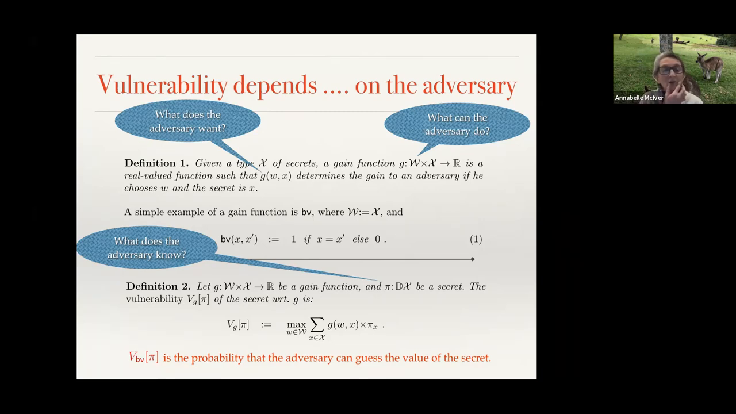Then in definition 2 here, we can work out that for some prior knowledge pi of the adversary, and gain function G, we can calculate the average vulnerability for that secret. It's the maximum over all possible actions that the adversary can take of the average gain calculated with respect to G(W, X) and prior pi. So BV pi, for example, is the probability that the adversary can guess the value of the secret.